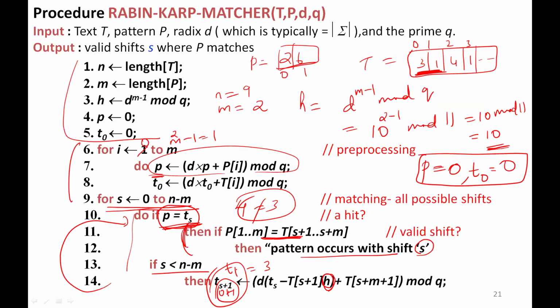Again, you move forward, find out T of S. The value of S was 0, then it became 1 now. So 1 plus 1, it becomes T of 2. You have to find that out now. Okay, now for that, we have to find out T of 2.